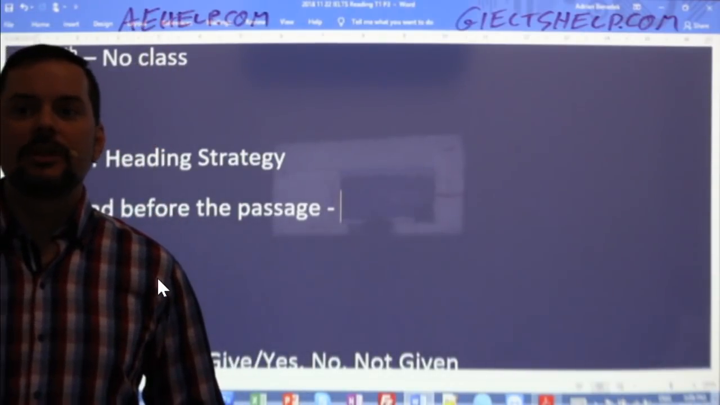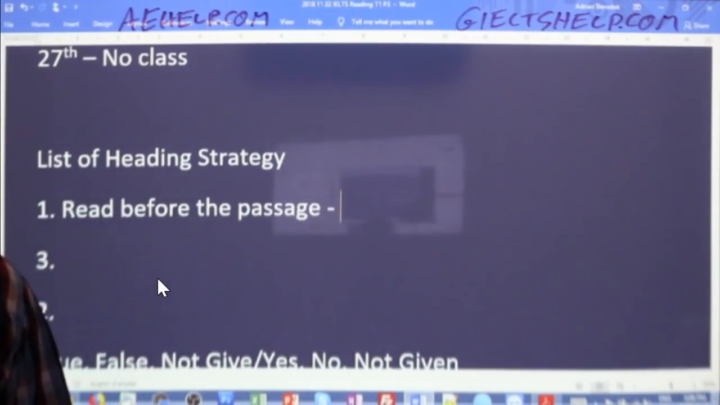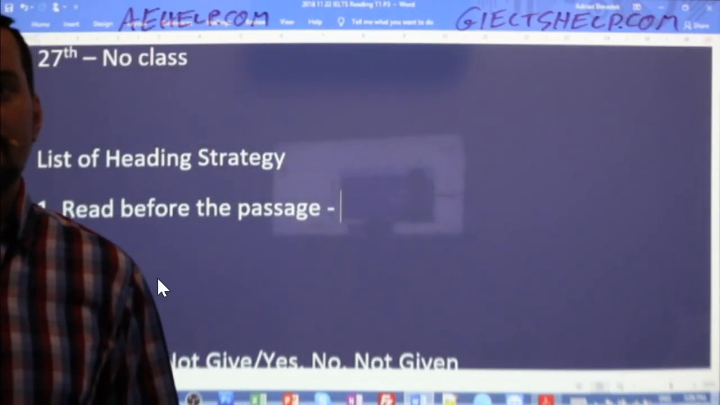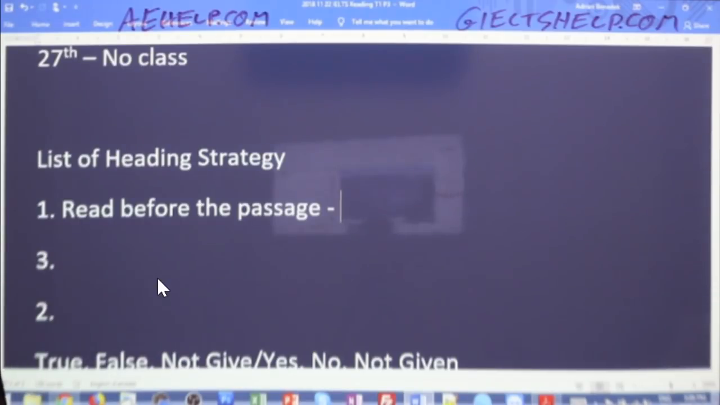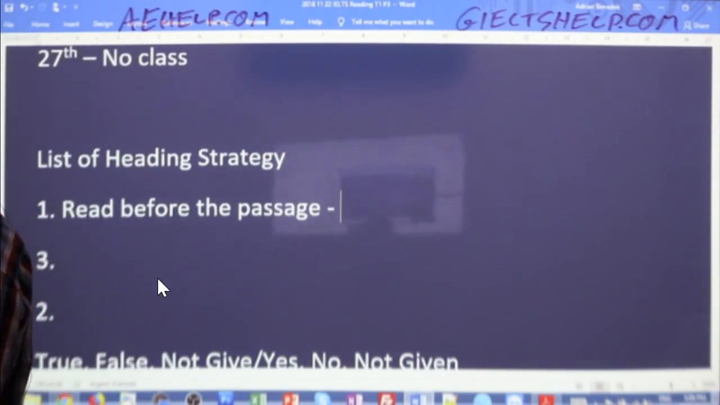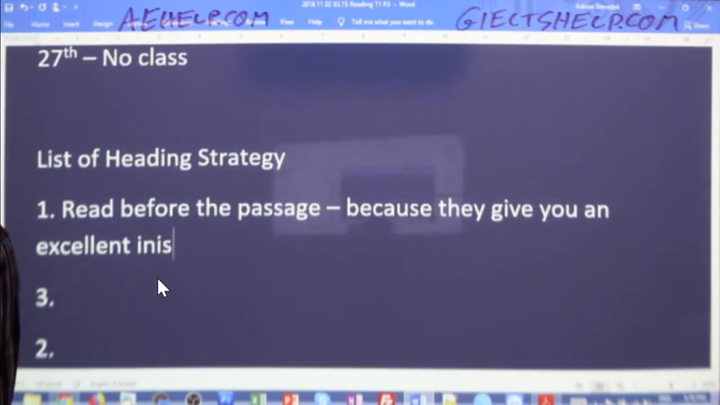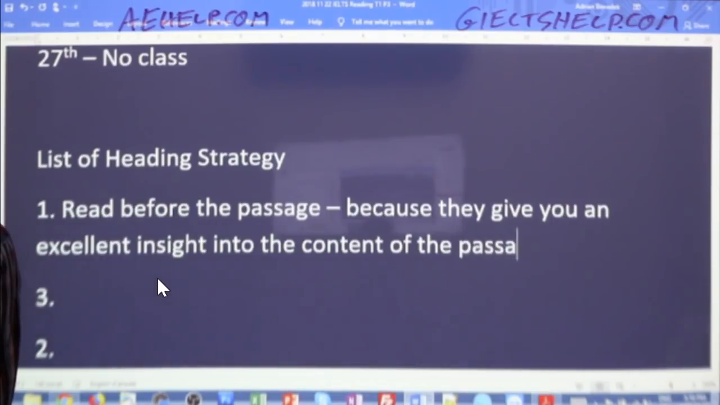You're absolutely right. Mohammed, you're not right there. Not all the information is in the passage. Some of those headings are wrong and they're not necessarily in the passage, but they give you a very good idea of what you're going to read. So read before the passage because they give you an excellent insight into the content of the passage, okay?